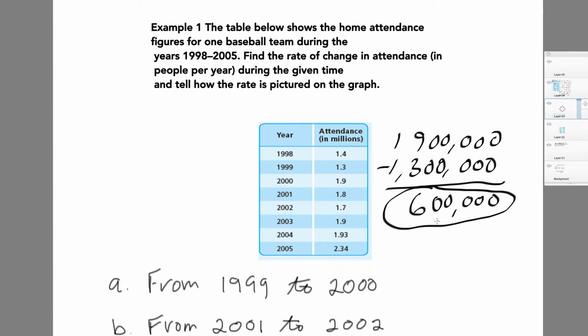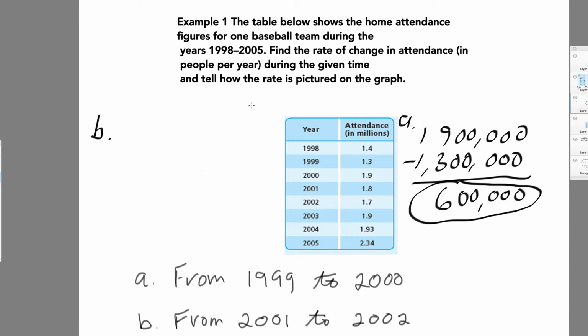And if we were going to graph this from 99 to 2000, what would happen to the graph? Would it be flat? Would it tilt down, or would it tilt up? Well, we went from 1.3 to 1.9, or 600,000 change, and in doing that, that went up. So it would be a graph that would go upward. Right, we'll go with part B.